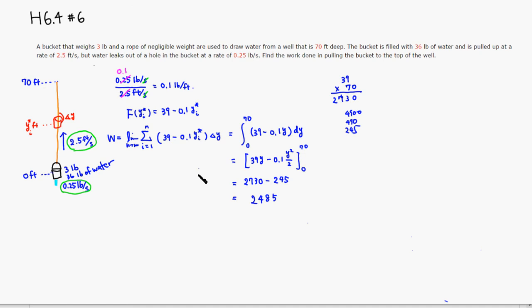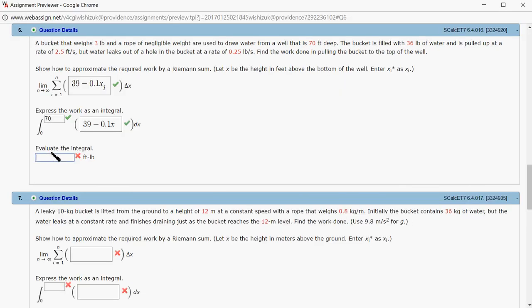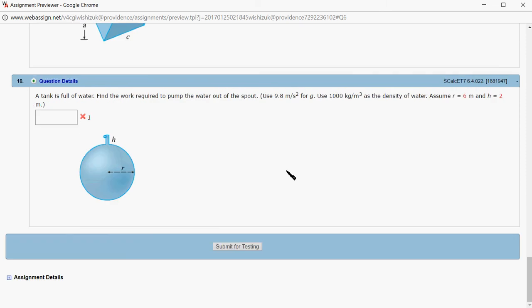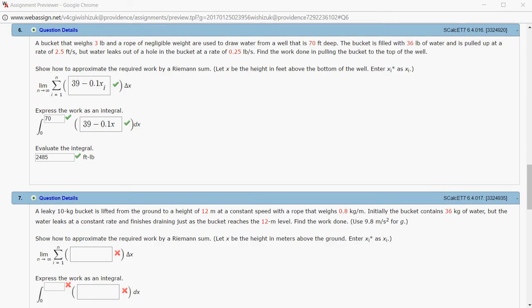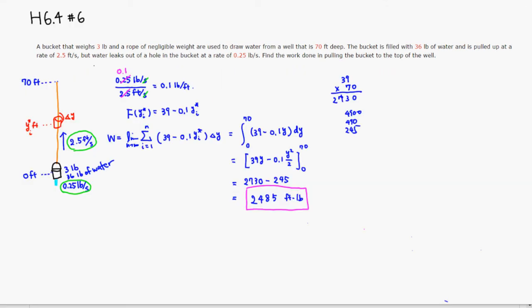This is in foot-pounds. That's the amount of work required to lift the bucket all the way to the top: 2485. So let's plug it in and check. It came back and we got this one correct. Alright, that's it. I hope that this was clear.